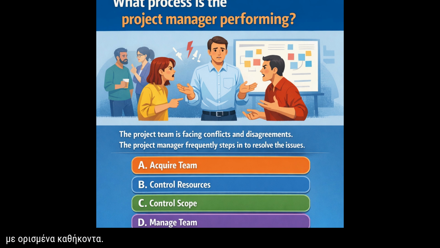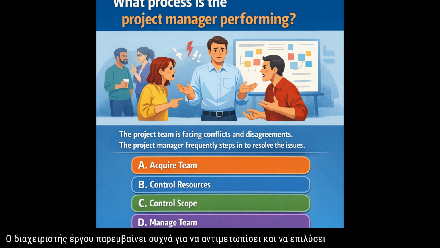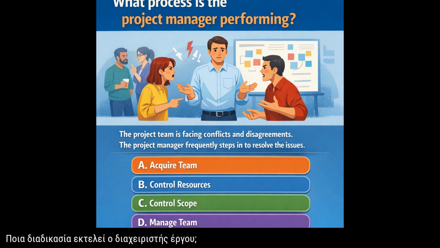The project team, 3 weeks into execution, is struggling with interpersonal conflicts and disagreements on how to proceed with certain tasks. The project manager frequently steps in to address and resolve these conflicts. What process is the project manager performing? A. Acquire team. B. Control resources. C. Control scope. D. Manage team.